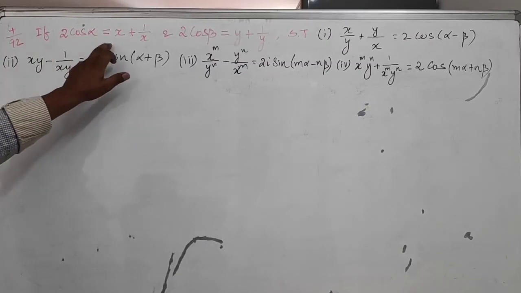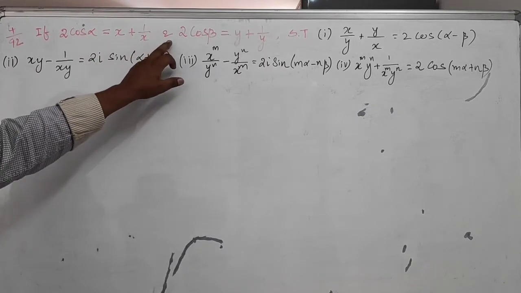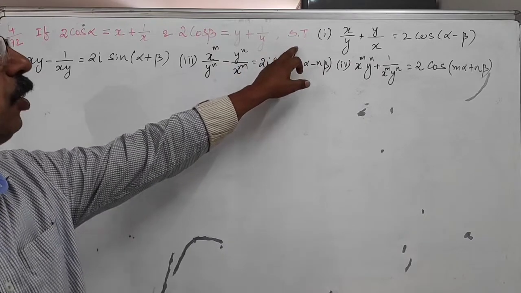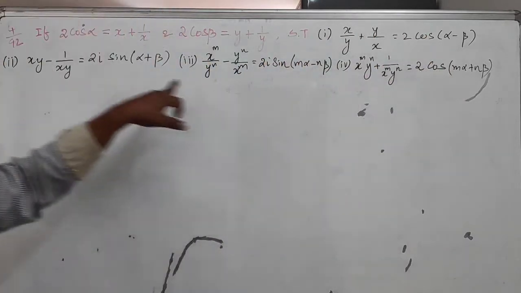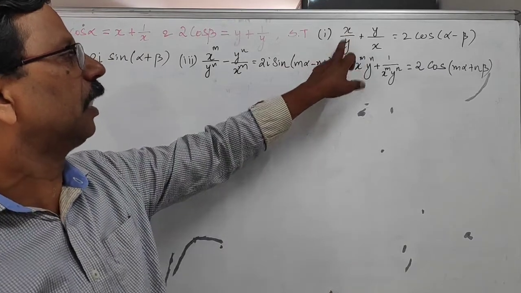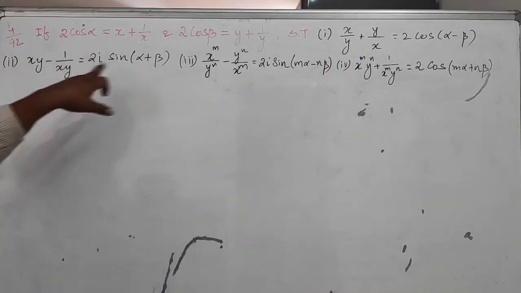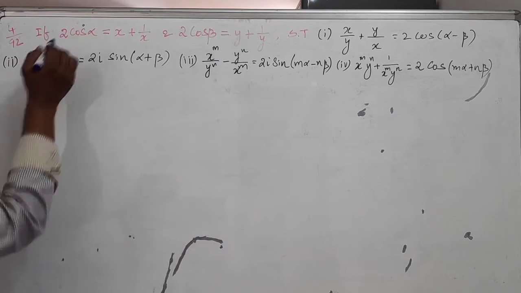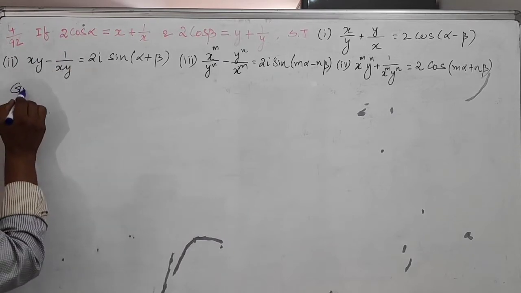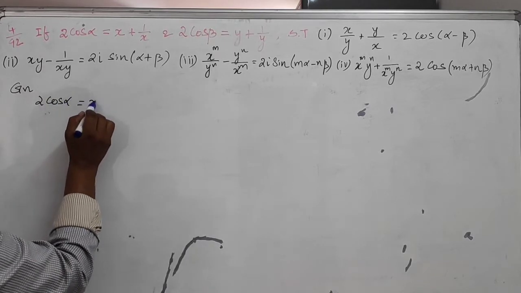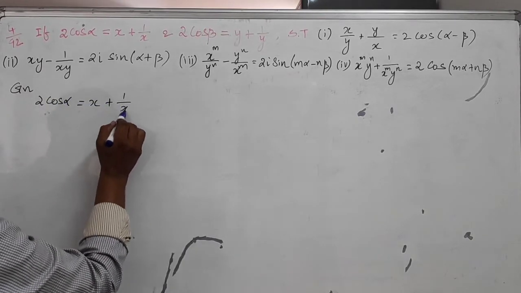Next, the fourth problem given on page 92. If 2 cos alpha is equal to x plus 1 by x and 2 cos beta is equal to y plus 1 by y, then show these 4 results. Now in all these 4 results, mainly we need to find the value of x and y. In all these 4 subdivisions we have x and y. Therefore, first we try to find the values of x and y. Now here, what is given? Given 2 cos alpha is equal to x plus 1 by x.